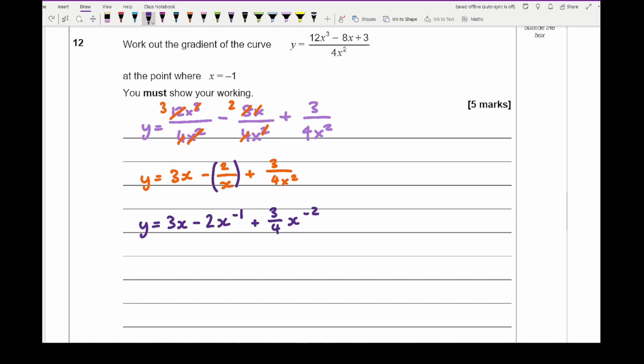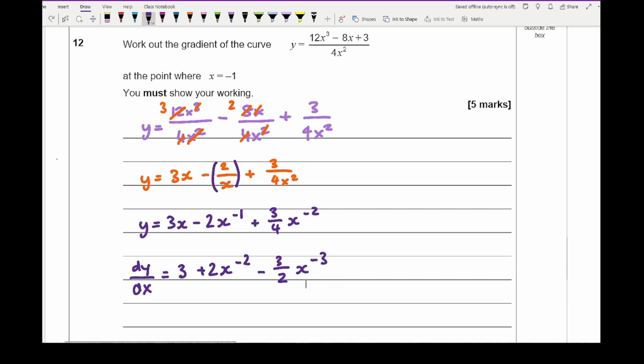Now once I've got it in this form, it now becomes a lot easier for me to work out dy over dx. And remember, as mentioned before, to find the differentiation, I just move the power to the front and lower the power by 1. So here I'm going to end up with 3. Move that minus 1 over to the front and I'm going to get positive 2. And I lower the power by 1, so that becomes minus 2. And then I move the minus 2, multiply that by the 3 over 4. So that's going to give me minus 6 over 4, which is minus 3 over 2 simplified. And I've got x to the power of minus 3.